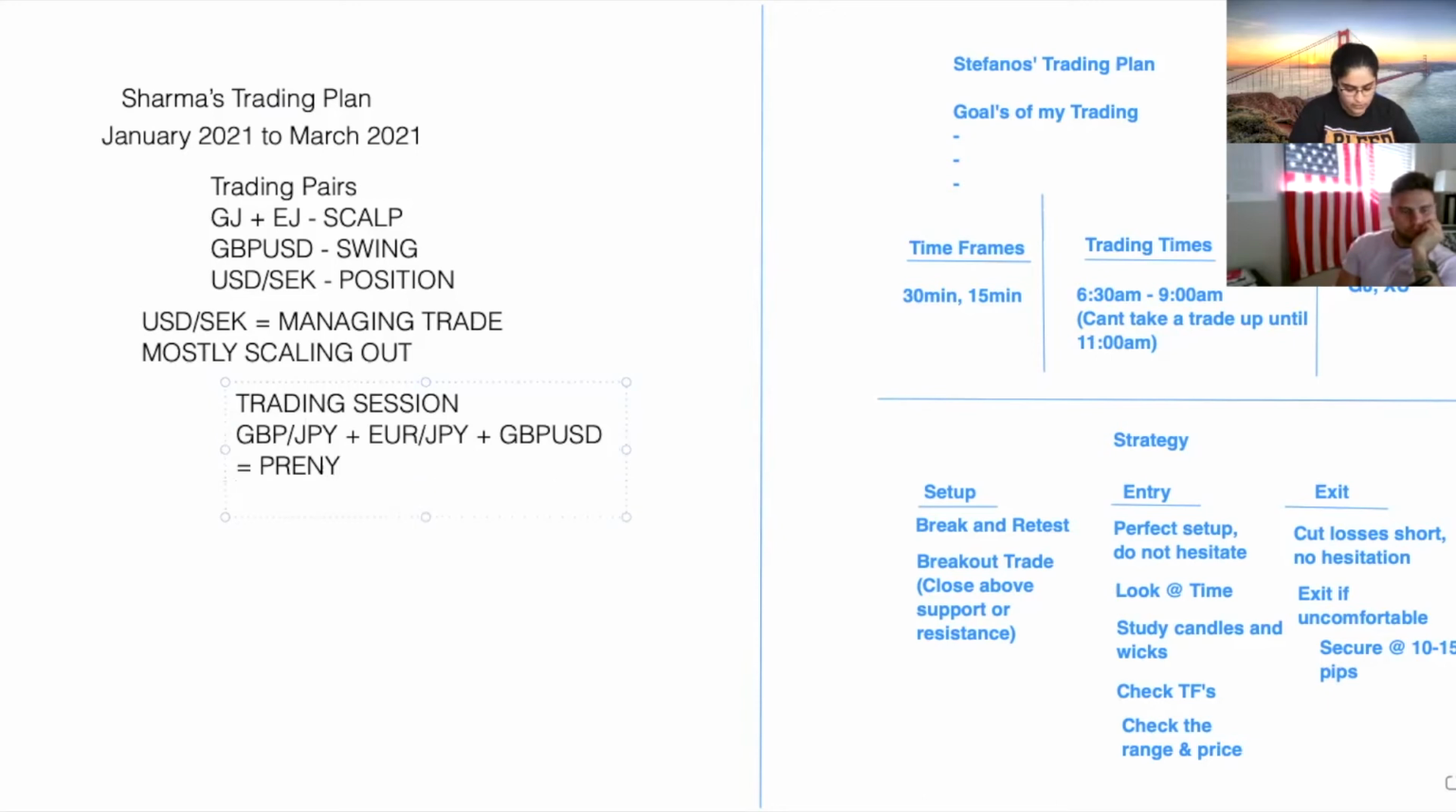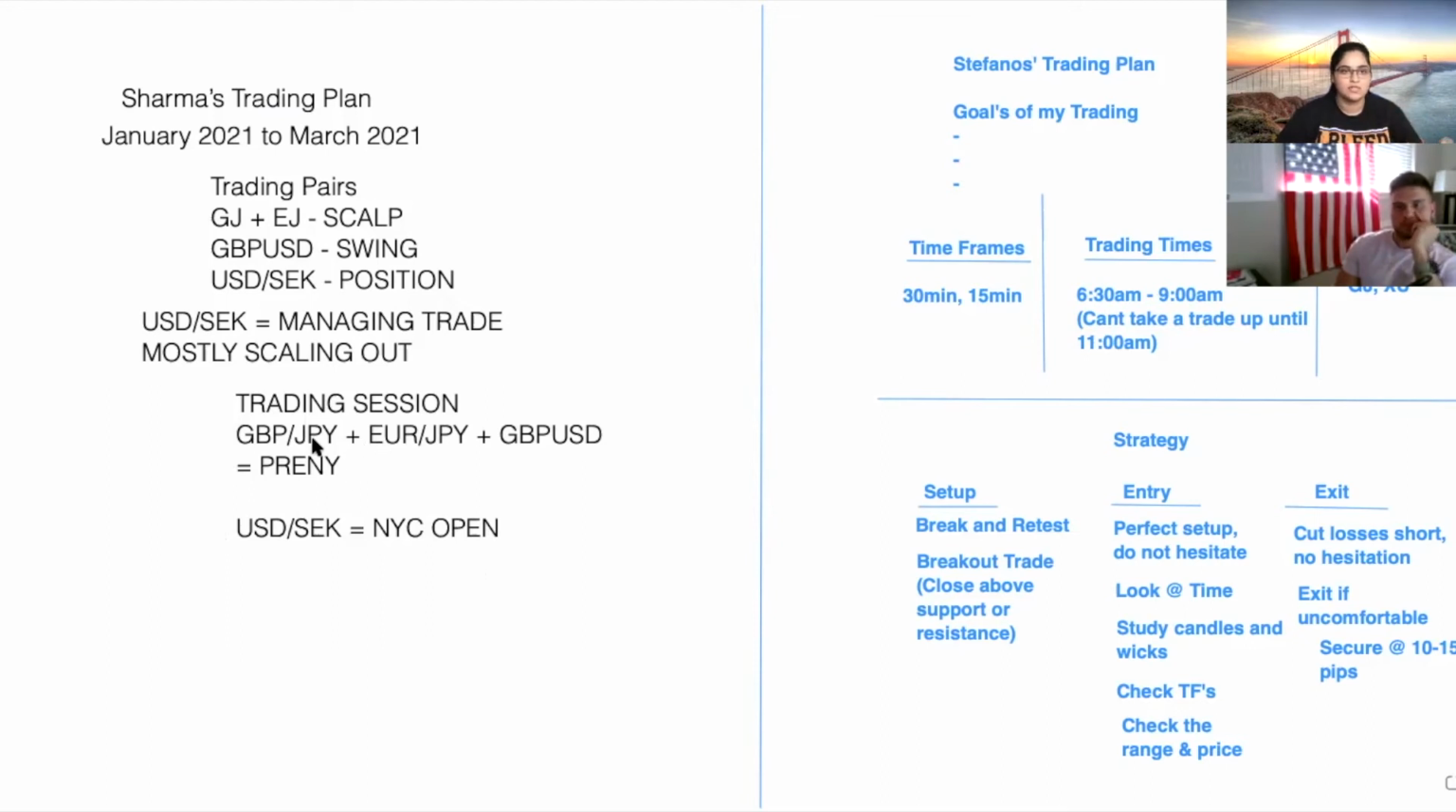And then for USD SEK, if I'm looking for any scale outs, then it has to be at NYC Open, after NYC Open. So those are some conditions I set for myself that if I'm looking for a trade for GJ or Euro JPY, GBP USD, then I'm looking for these trades in the pre-New York session. And then I want to be able to carry out these trades as soon as NYC opens. That way I'm able to turn these scalps into a day trade or even into a swing trade opportunity.